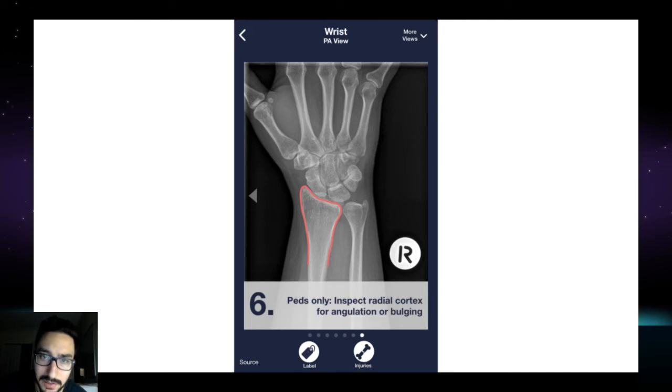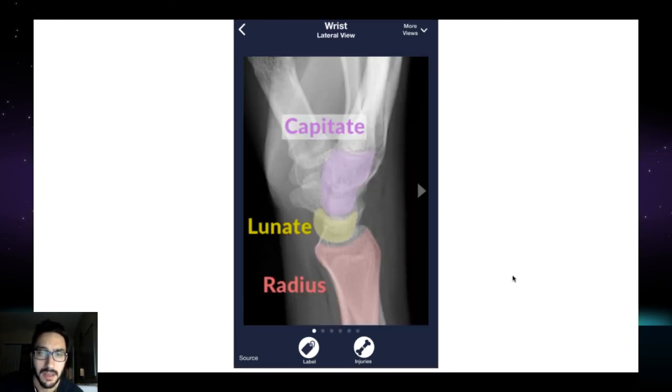If you are examining an AP of the wrist in a pediatric patient, you want to inspect the radius for any angulation or bulging. You can get a couple types of fractures, especially in a kid. A torus fracture, which is a buckle fracture, or a greenstick fracture, which is basically you kind of snap the bone like a twig where one part of the cortex snaps. That's why it's called a greenstick, because it kind of snaps like a stick.